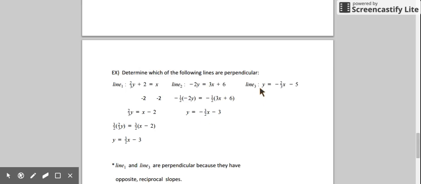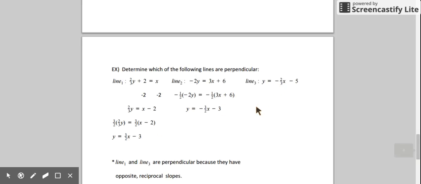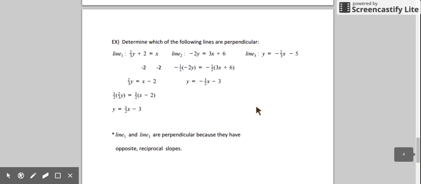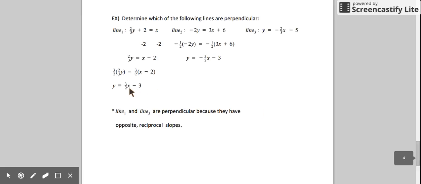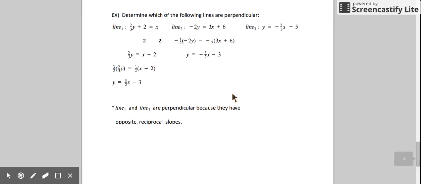Let's take a look at line 3. Line 3 is already set up for us in slope-intercept form. The slope is -2/3. So -2/3 and -3/2 are just reciprocals of each other. They're not opposites. So line 2 and line 3 are not perpendicular. Let's take a look at line 1 and line 3. -2/3 and positive 3/2. Those are reciprocals and they're opposites of each other. So line 1 and line 3 must be the perpendicular pair because they have the opposite reciprocal slopes.